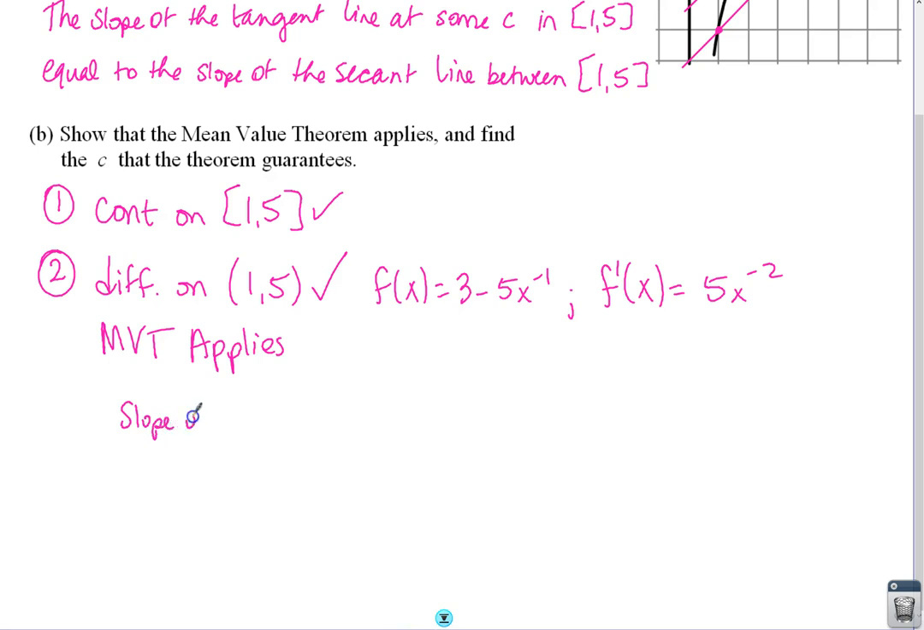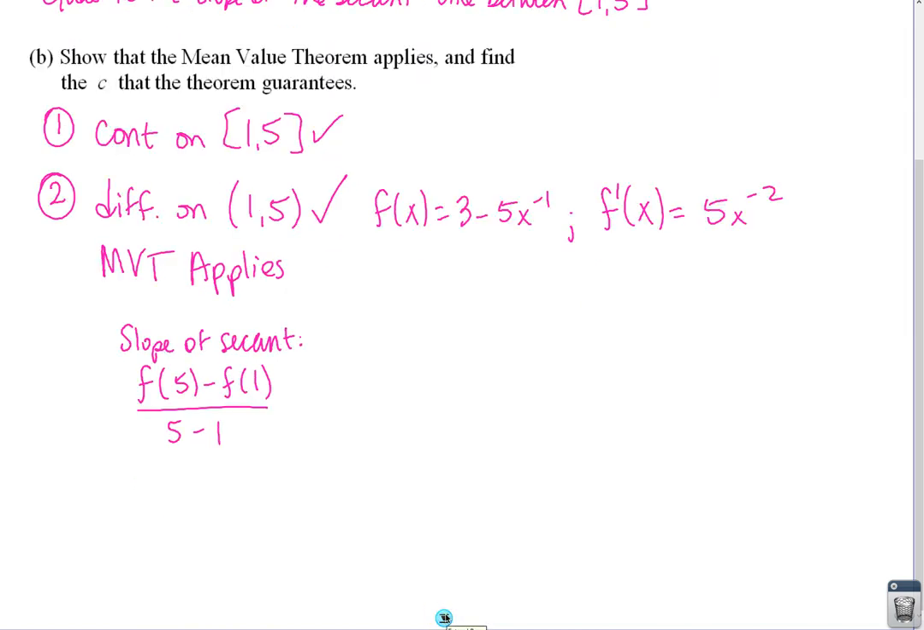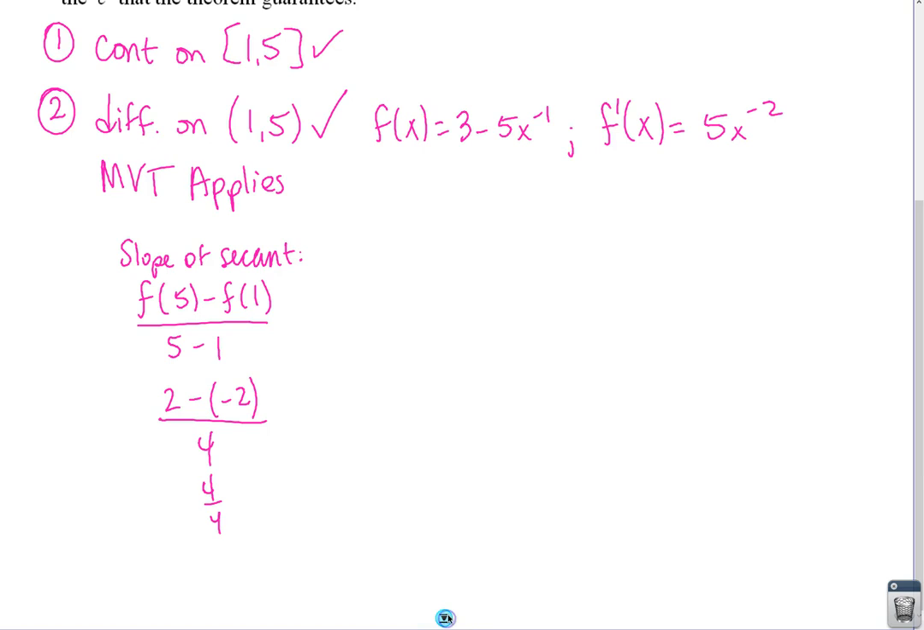Okay, so then I need to find the slope of my secant line. So the slope of my secant line is going to be f of 5 minus f of 1 over 5 minus 1. So that's going to be f of 5 is 3 minus 5 over 5. So 3 minus 1, so 2, minus f of 1, 3 minus 5 over 1, so negative 2, over 5 minus 1 is 4. So 2 minus negative 2, so 4 over 4. So I have a slope of 1.